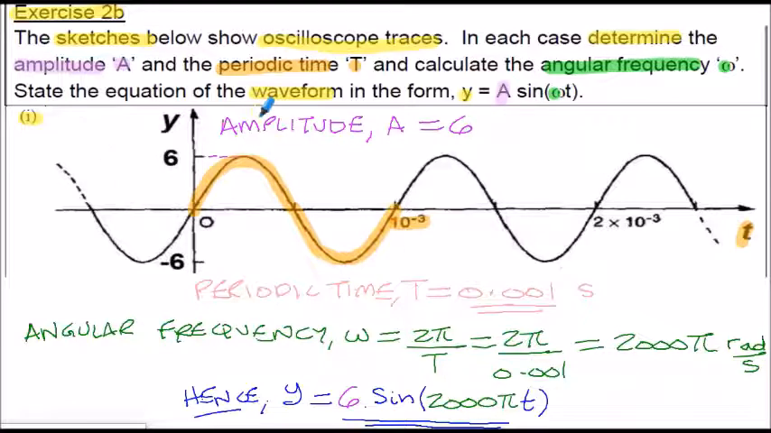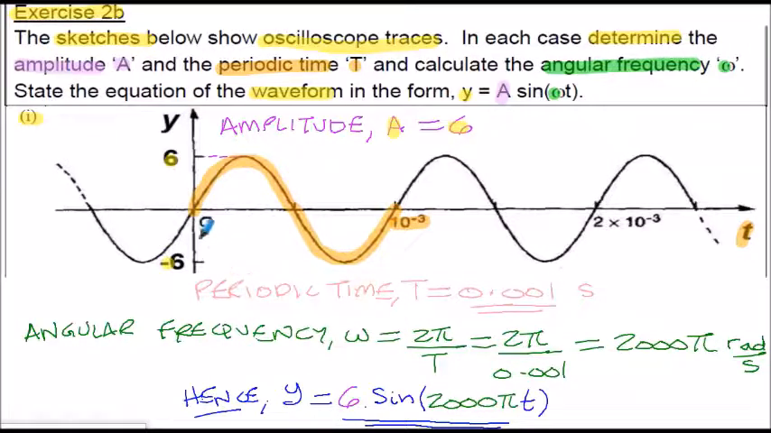So here's the solution to exercise 2b, part 1. And we're asked to determine here the amplitude, capital A, of the waveform, the periodic time, capital T, the angular frequency, omega, and then write in the form of y is equal to a sine omega t. So we can clearly see from the sketch of the waveform it oscillates between positive 6 and negative 6, so the amplitude, capital A, is equal to 6 in this case.